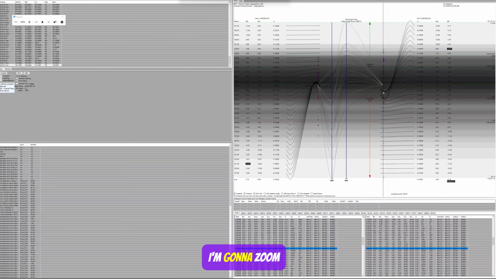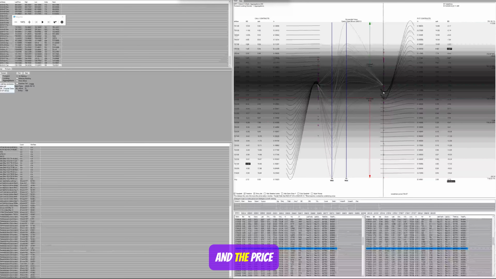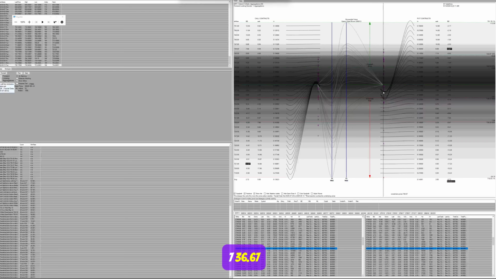Again, I'm going to zoom in, as simple as that, Windows and plus, right? And now I can see that I'm exactly at the most concentrated point, right? And the price for it is 736.67. So just like that, I derived the IV data for SPY on wave 1 daily.